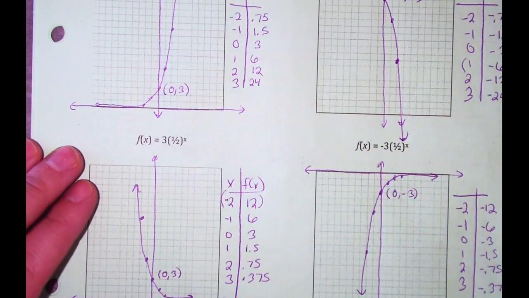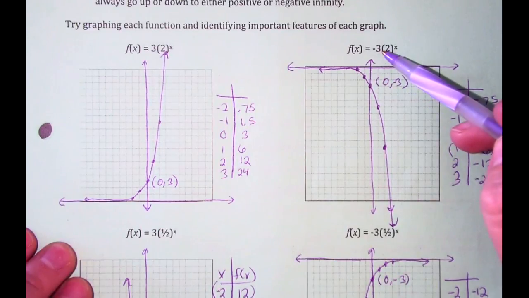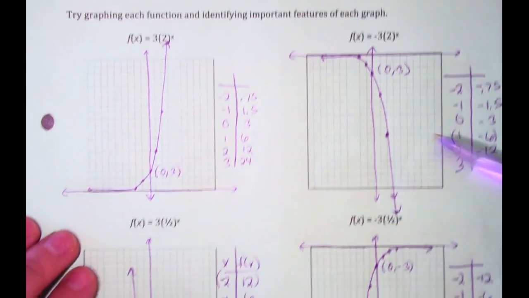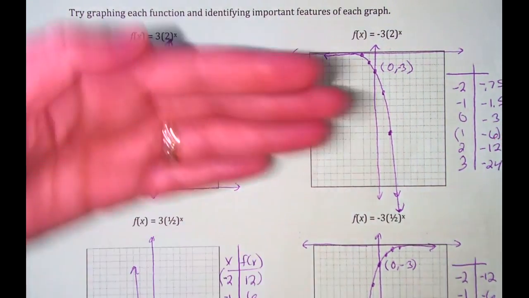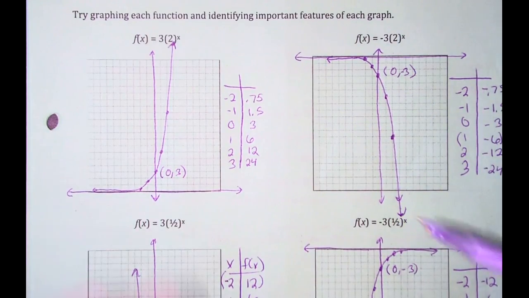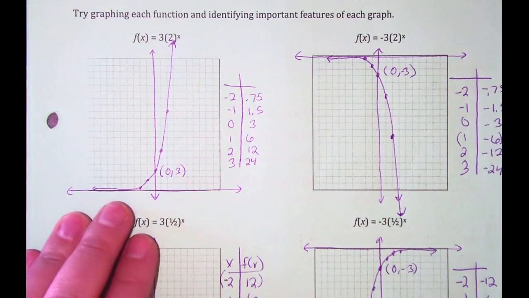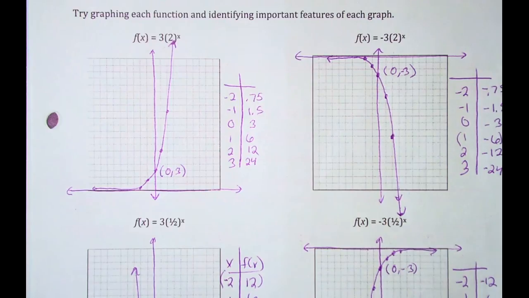And the last thing to look at is notice that whenever a is negative, like -3 and -3, it flips the graph underneath the x-axis. It just mirrors it or reflects it right over the x-axis and makes it down in the negatives instead of up in the positives. And that is how you can graph exponential functions. Just type it in, make a table, plot the points, recognize the end behavior, recognize the horizontal asymptote, and label the y-intercept. That's all.